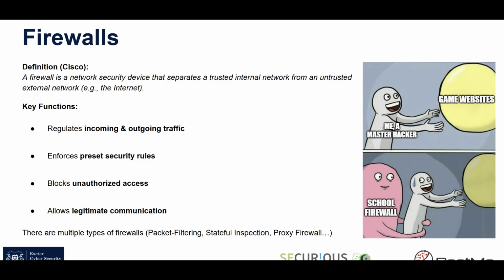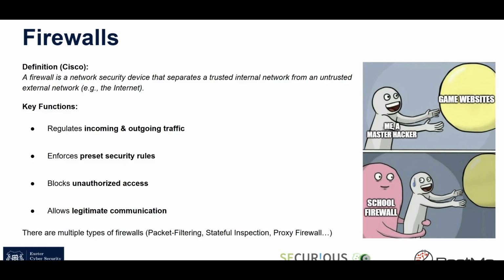The definition that I have from Cisco this time, because I didn't find a good one from IBM, is: a firewall is a network security device that separates a trusted internal network from an untrusted external network. So it's really a big wall, and you put your rules in place to say, okay, if traffic comes like this, I don't want it in my network. If traffic is like this, it's okay, it can come through. So it's really border control, saying yes, no, that's it.